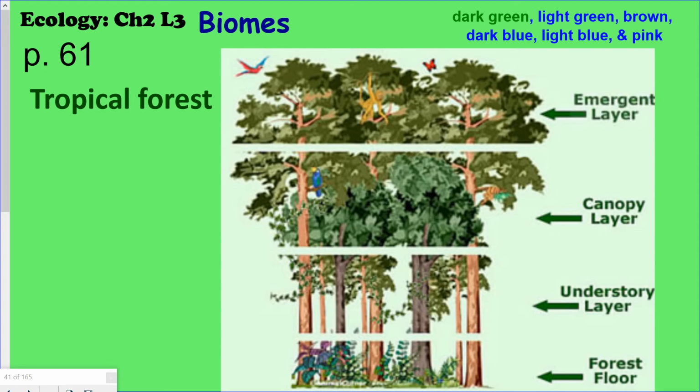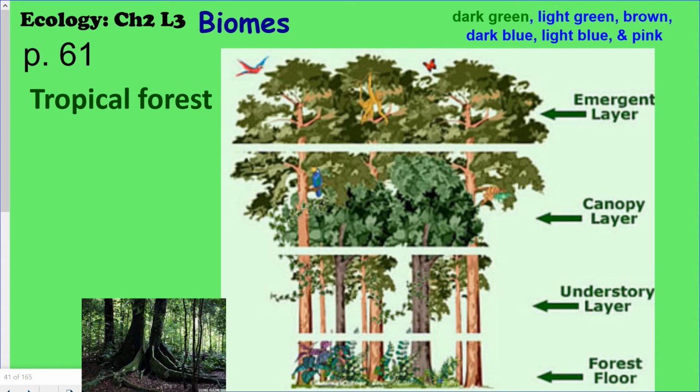Then every once in a while we have what is called an emergent layer. It's not as compacted as it shows in this picture. Generally there's one or two in an acre or two of land, but they're the taller trees that fight through the canopy to get to the sunlight.